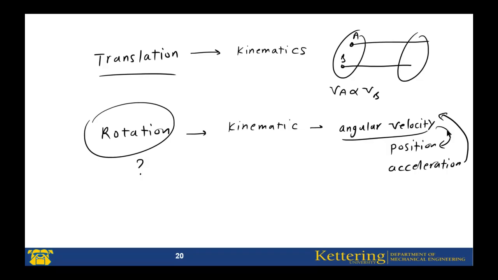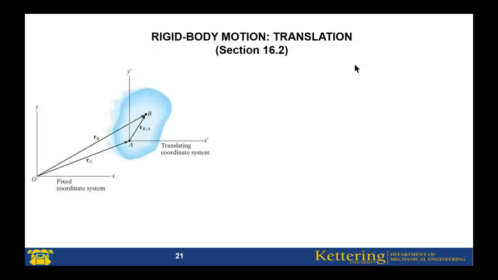Now, first for a translation motion, this one is the type of translation. Okay? Then move to the next slide. If this one is the rigid body, I want to relate the position of the A with position of the B. This one, the blue one, it's a rigid body.